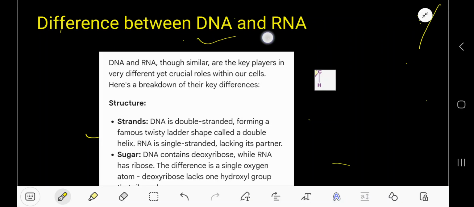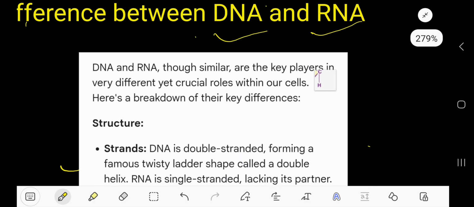Difference between DNA and RNA. Okay, look, DNA and RNA, though similar, are the key players in very different yet crucial roles within our cell. Here is the breakdown of their key differences.